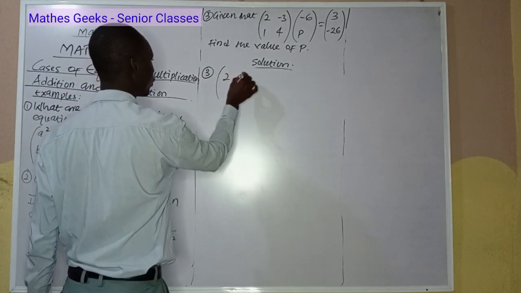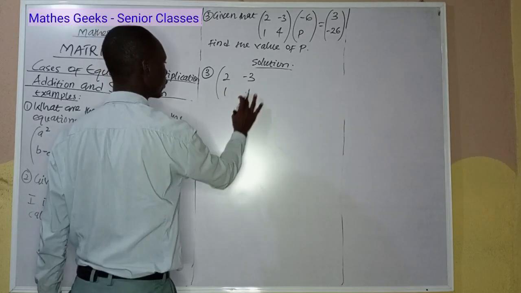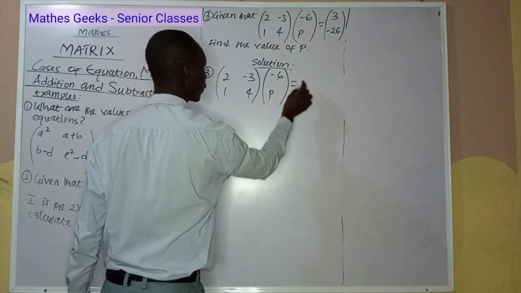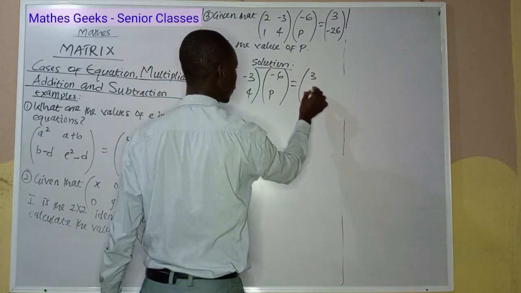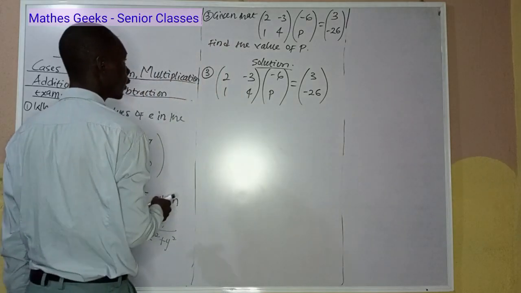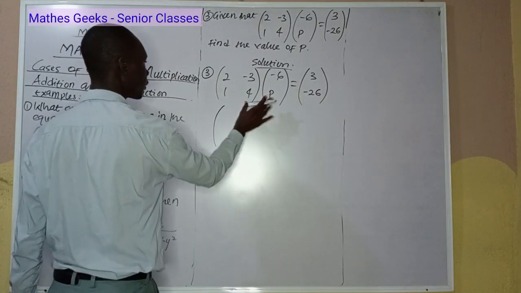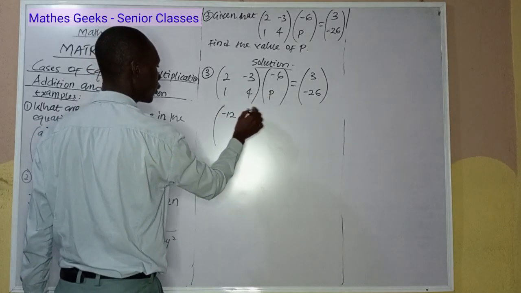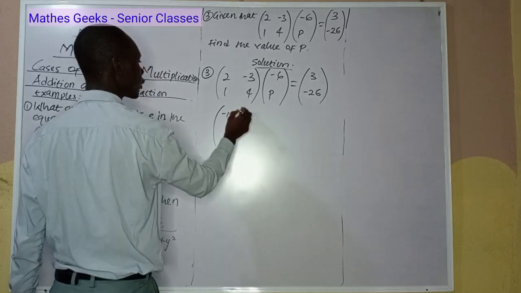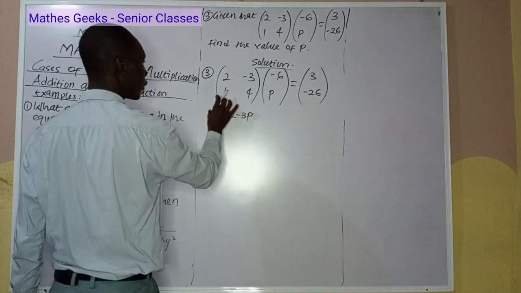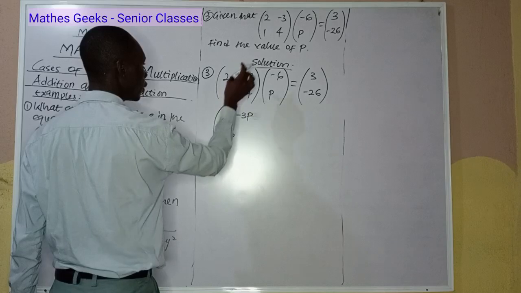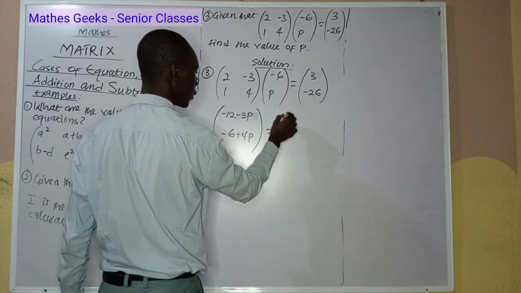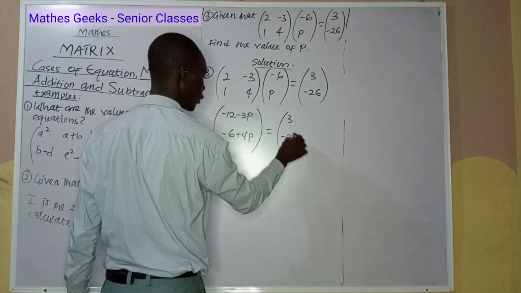Given that the matrix 2, minus 3, 1, 4 times the matrix with entries minus 6, p is equal to 3, minus 26, find the value of p. Let's multiply this out. 2 times minus 6 will give us minus 12. Minus 3 times p is minus 3p. 1 times minus 6 is minus 6. 4 times p is plus 4p. So this is 3, minus 26.